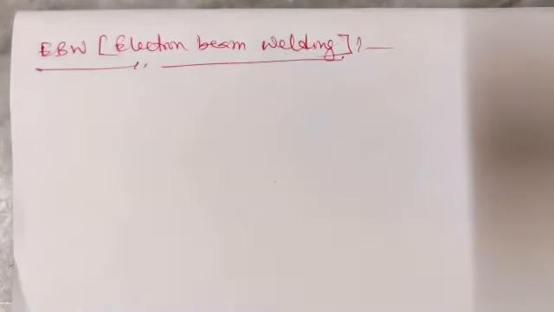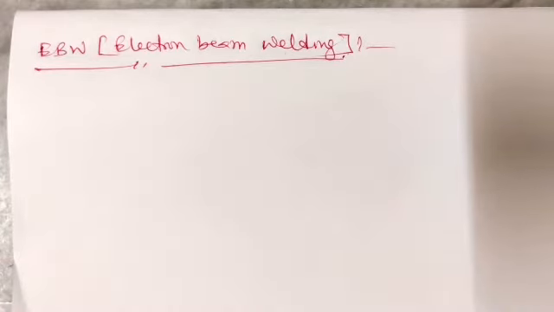Now we'll study EBW, or electron beam welding, and then we will move to the next topic. As I said, machining can be done using electron beams, but welding also can be done. So electron beam welding, or EBW, is a fusion welding process in which a beam of high velocity electrons is applied to two materials to be joined.